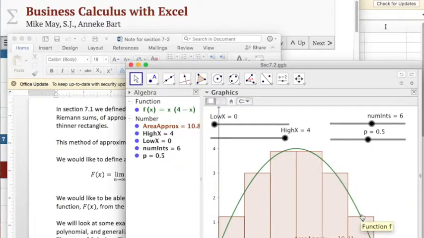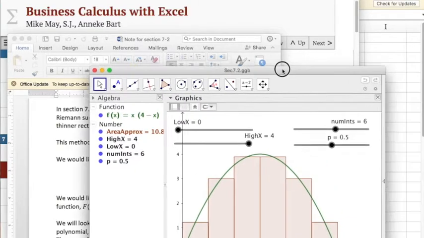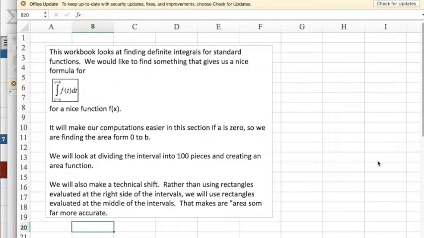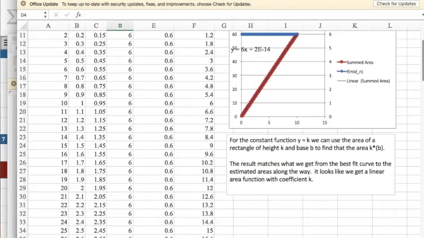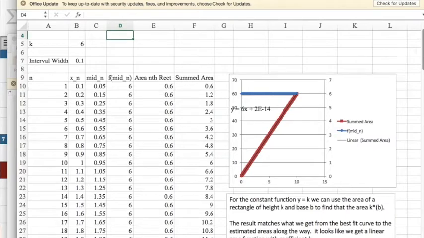And if we're trying to find best fitting curves and guess an area function, that's a better way to do it. So we're going to look at a series of examples. The idea is we'd like to start with a nice function, a polynomial of low degree, find the area from a to b, and we'll start with 100 intervals. And so I'm going to start with the constant because that's the easiest.